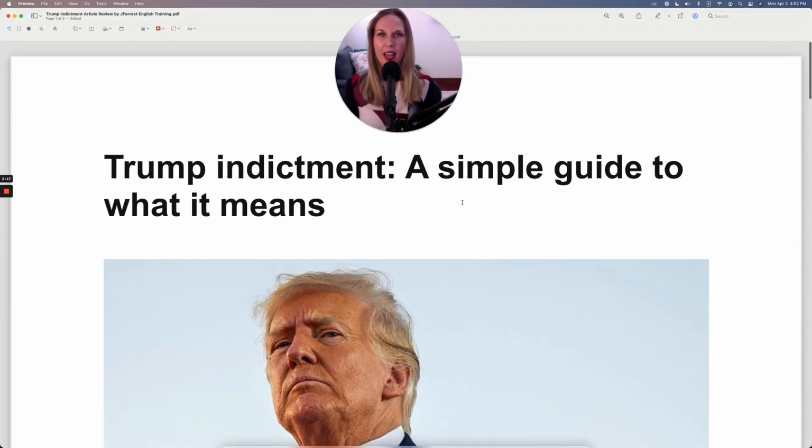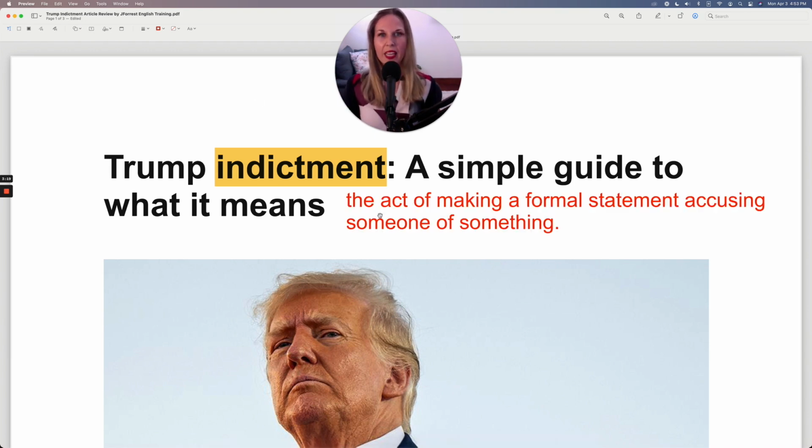Let me read the headline. Trump indictment, a simple guide to what it means. First, let's talk about this word. Notice the pronunciation. Indictment, indictment, indictment. The spelling and the pronunciation are quite different. Now, indictment, this is a legal term. So if you're not a lawyer, even in your own native language, you might not know what this means.